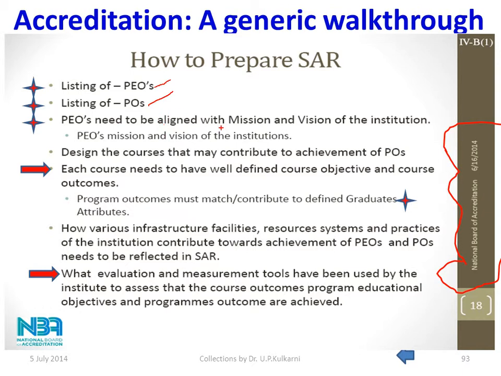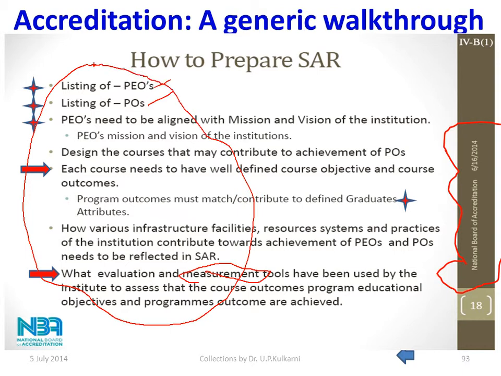POs need to be aligned with the mission and vision of the institution. How well is it aligned? Each course needs to have well-defined course objectives and course outcomes. Program outcomes must match and contribute to the defined graduate attributes. What evaluation and measurement tools have been used by the institution to assess that the course outcomes, program educational objectives and program outcomes are achieved? So these are the most important things which we need to look into before preparing SAR.